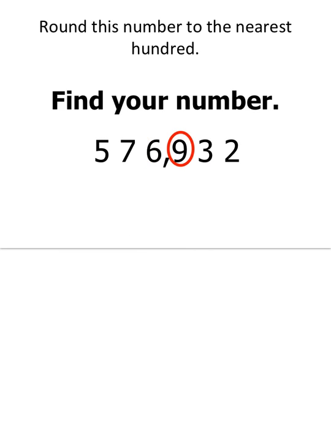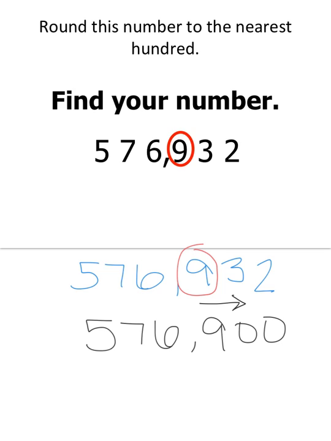Here's one for you to try on your own in your notes. Round this number to the nearest 100. Start by writing the number and circling the digit in the hundreds place. Then pause the video and solve it on your own. Start again when you're ready to check the answer. Well, how'd you do? Did you get 576,900?